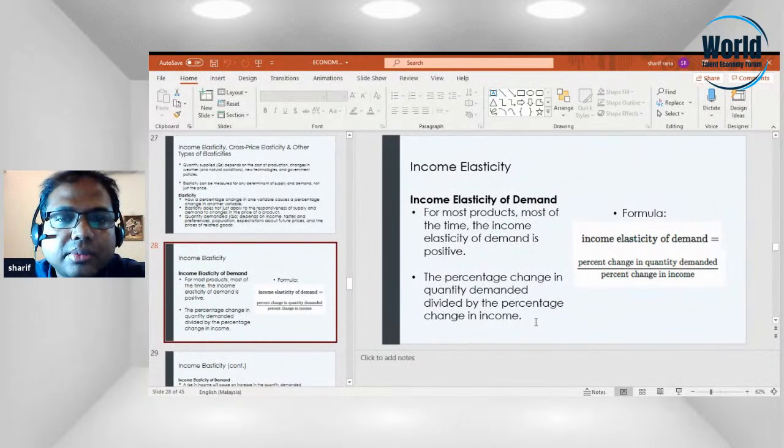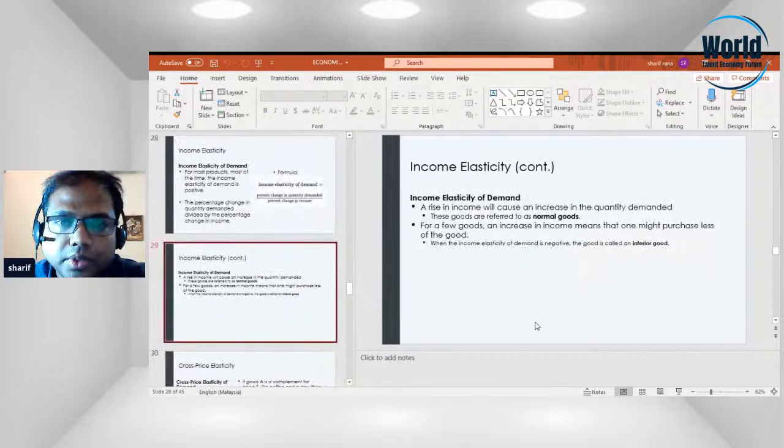Income elasticity of demand. For most products, most of the time, the income elasticity of demand is positive. It is the percentage change in quantity demanded divided by the percentage change in income. A rise in income will cause an increase in the quantity demanded. These goods are referred to as normal goods. For a few goods, an increase in income means that consumers might purchase less of the good.